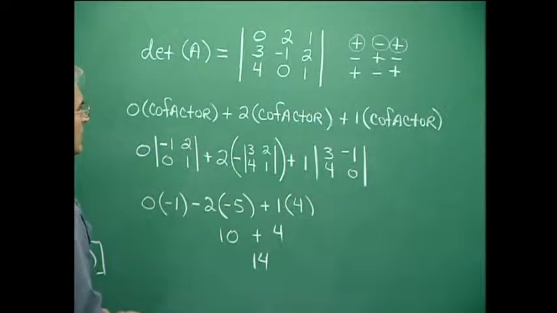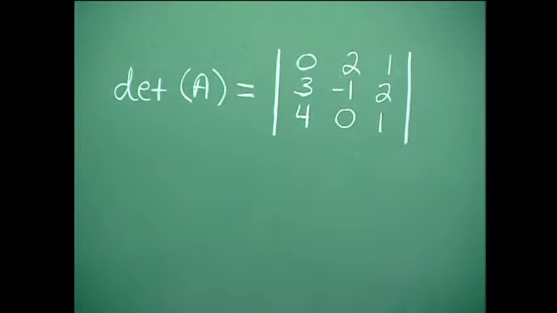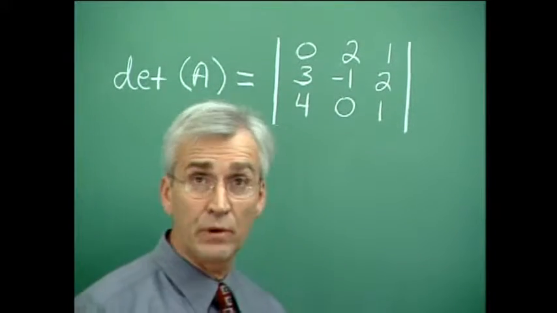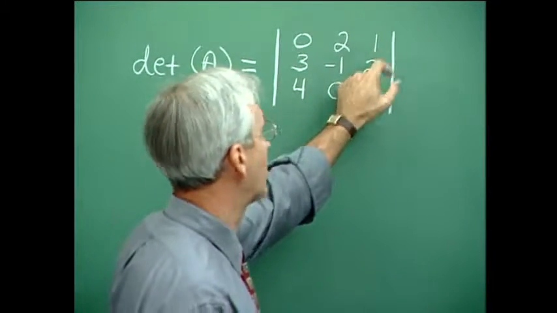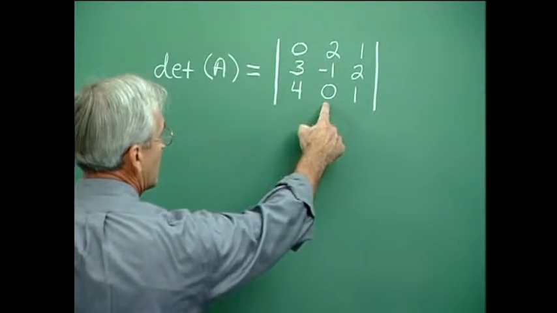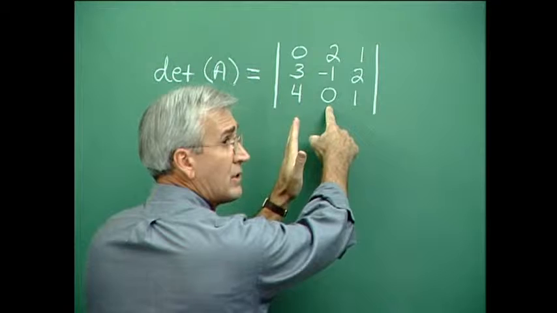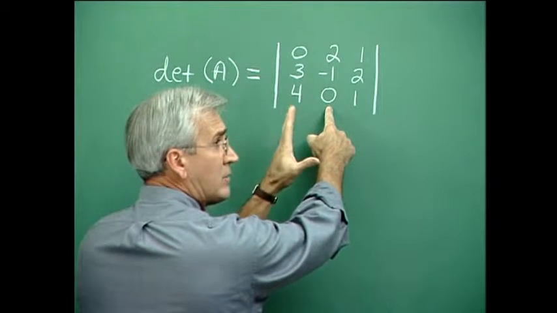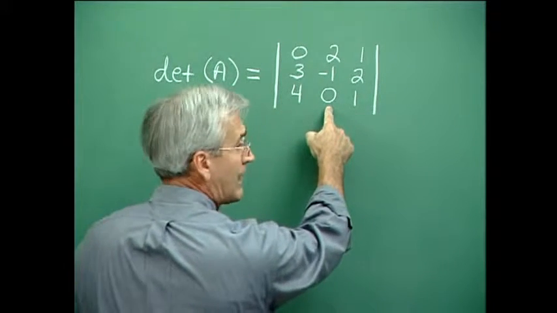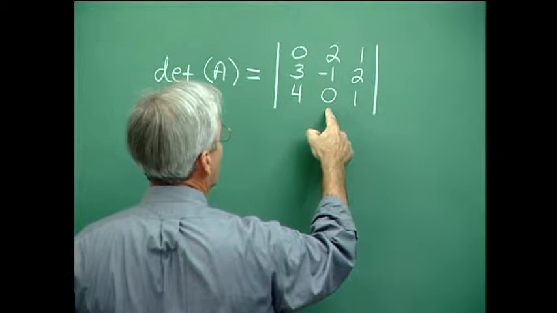Let's go through the process another time. Now remember, we can go down any column or across any row. In the previous situation we went across the top row. But here I see another 0, and just for practice, let's use this 0. You see, we get some mileage out of using the 0 entries because items go out algebraically, and it makes life easier for us. Let's go down this column.